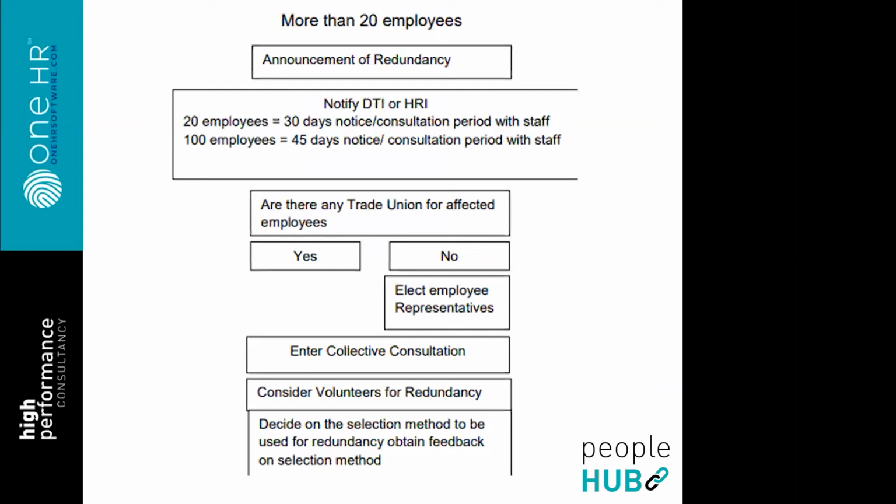Because if we look at this, for more than 20 employees, you need to give 30 days notice. So that consultation period with the staff will be 30 days. So from the day that you have that first meeting, it will be 30 days after before you can confirm the redundancy. And for 100 employees, it's 45 days notice.